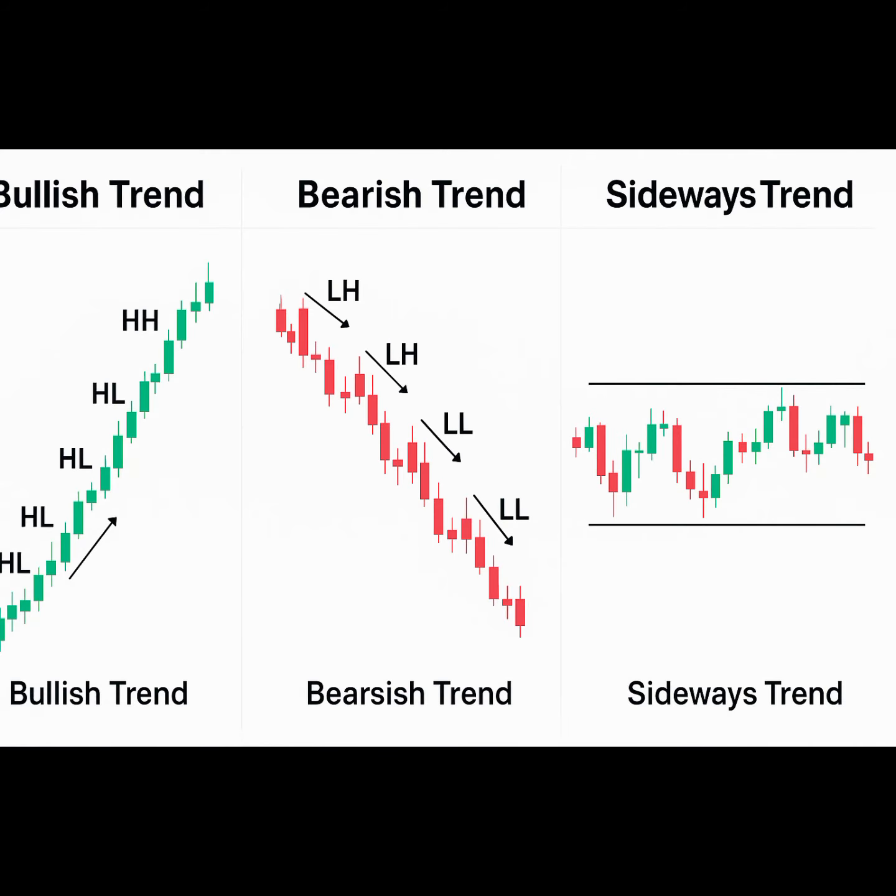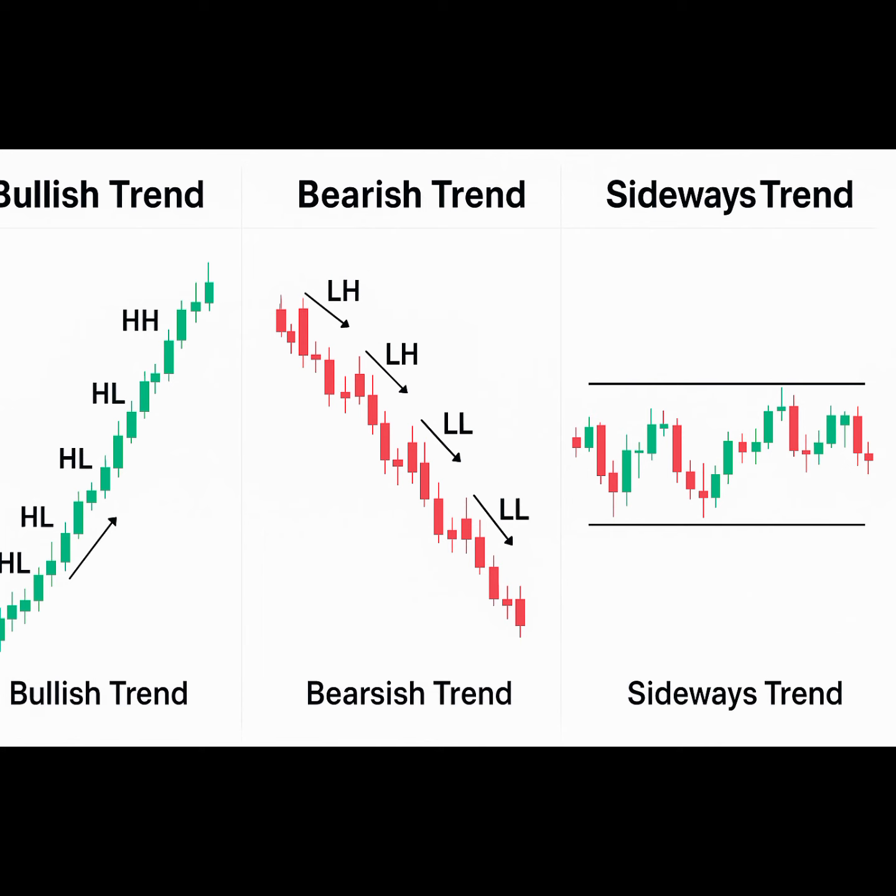In market structure, we mainly focus on three types of trends. Bullish trend. The market is making higher highs, HH, and higher lows, HL. If you're in an uptrend, this is your signal to look for buying opportunities. Bearish trend. Here, the market creates lower highs, LH, and lower lows, LL. This is the perfect environment for looking for selling opportunities.